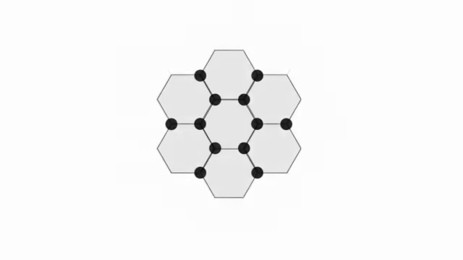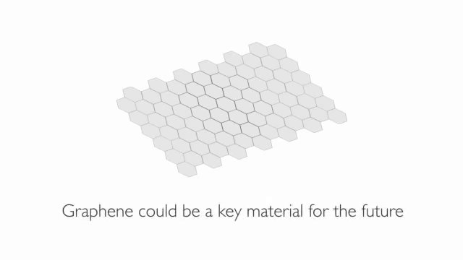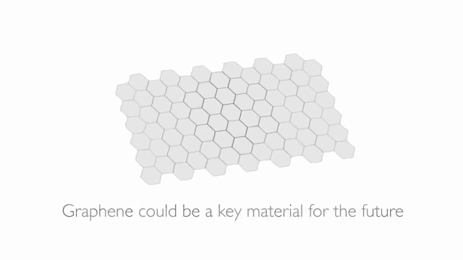Graphene is very similar to graphite, except there are no intermolecular forces holding the hexagonal arrangements of carbon atoms together. It has a two-dimensional structure. It has some very special properties which make it a material for the future.